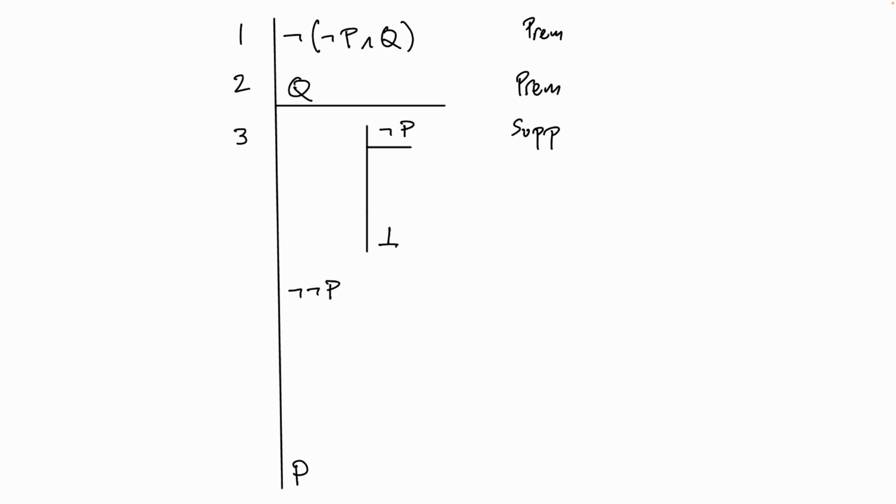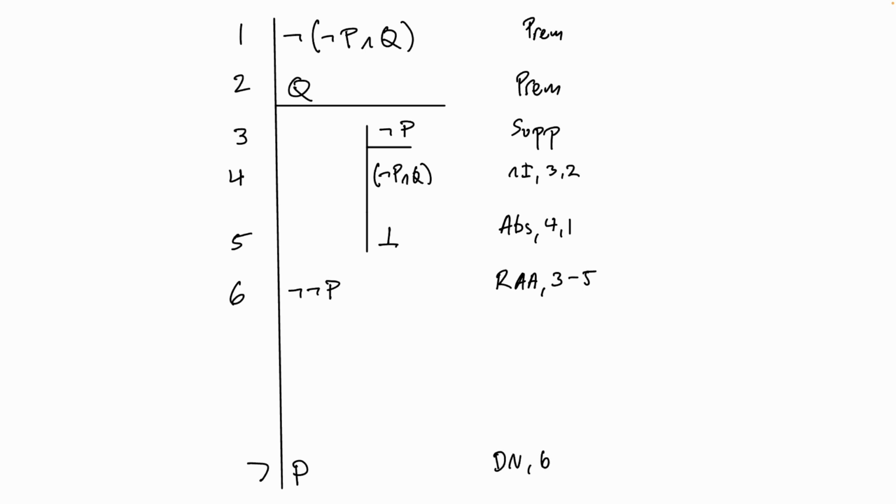Filling out the details, once we've temporarily supposed not P to be true in addition to our premises, we derive the conjunction of not P and Q from lines 3 and 2, from which we can then derive absurdity in combination with line 1. Then we stop supposing that not P is true in addition to our premises, so we close the subproof with not P at the top of it, and we write not P back in the original column of reasoning, citing RAA and lines 3 to 5. Finally, we derive P from not P using the double negation rule.